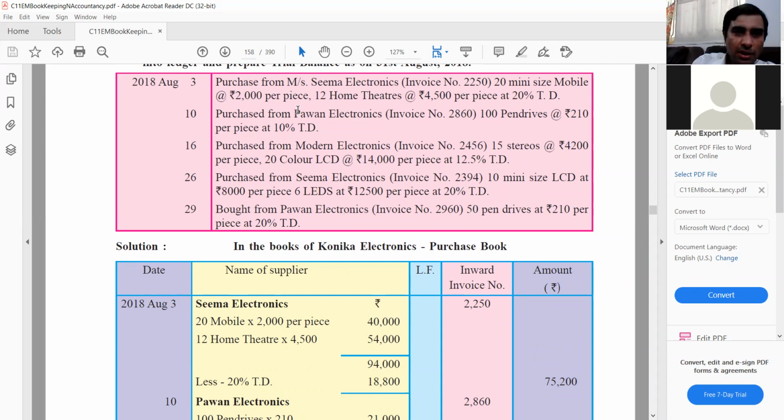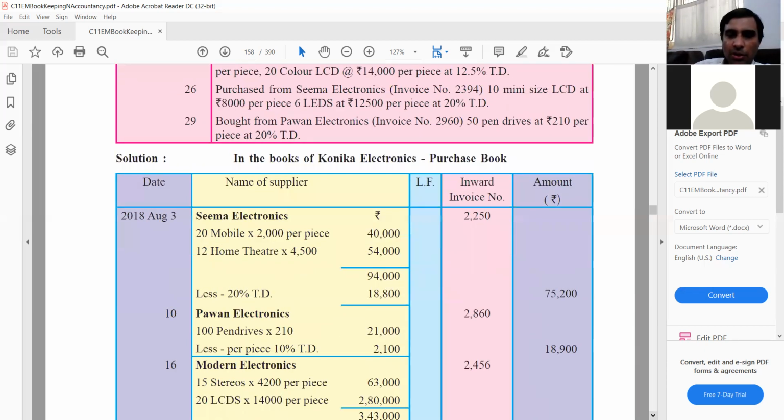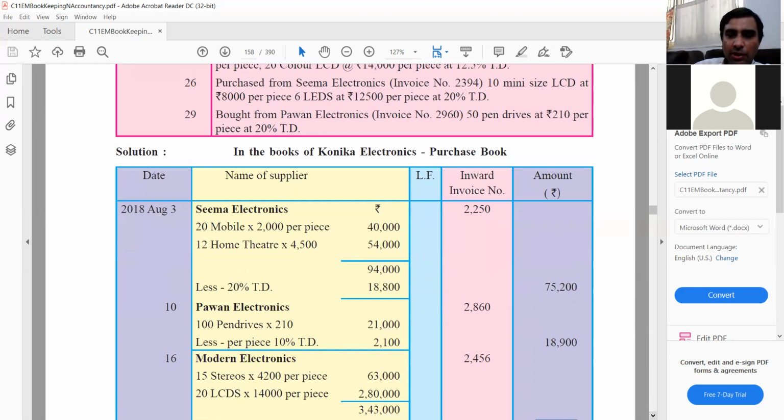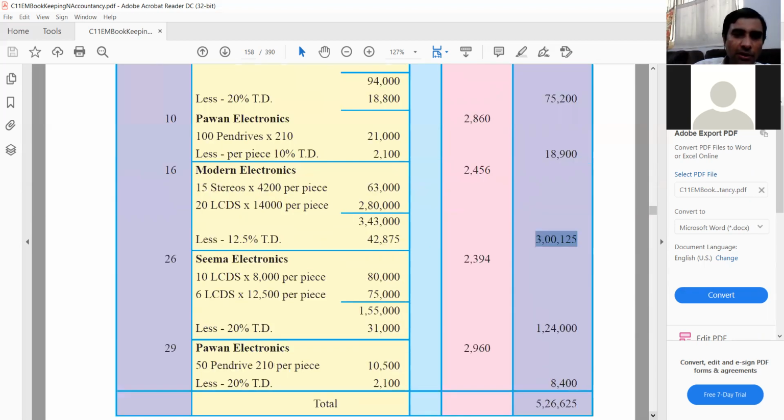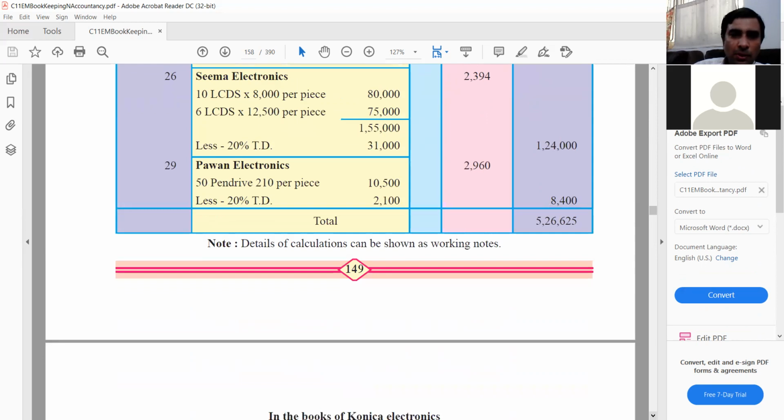So all of this is here. If they mention paid in cash, then you will not record it in the purchase book. They're not mentioning for most of these whether they were paid in cash or on credit. As I have mentioned earlier in the lectures, my assumption for purchases, when it's not mentioned, is that they are on credit. If they mention specifically cash, only then it is paid in cash. And here, details of calculations can be shown as working notes. So they're anyway saying this.